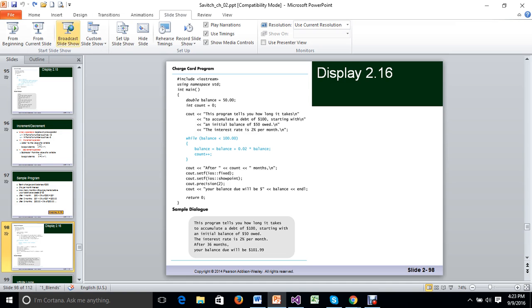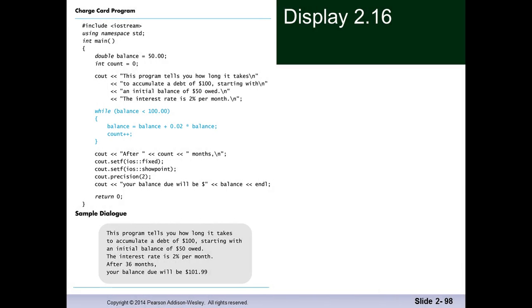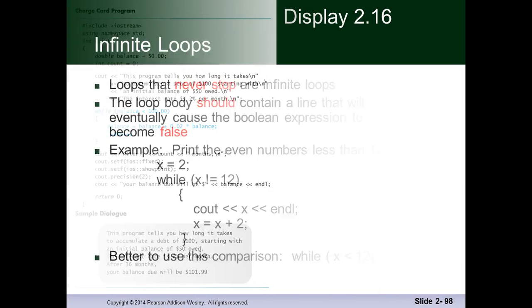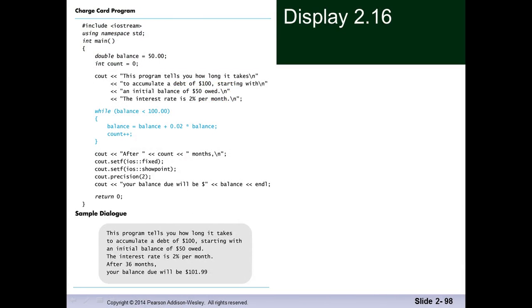If you want to do that, you can implement it with a while. You have your formula here: balance = balance + 0.02 * balance. Actually, we use that formula in the engineering economics class. That means it's the balance plus 2% of the balance.